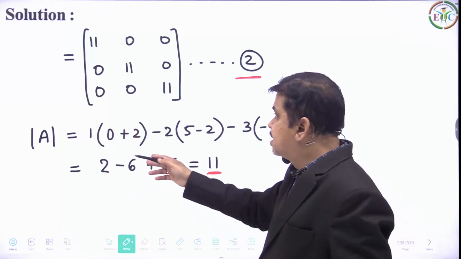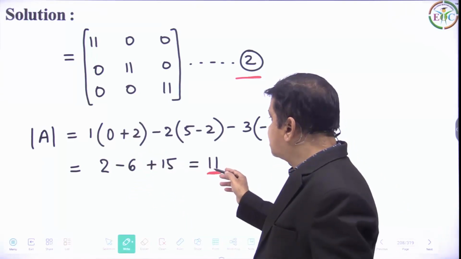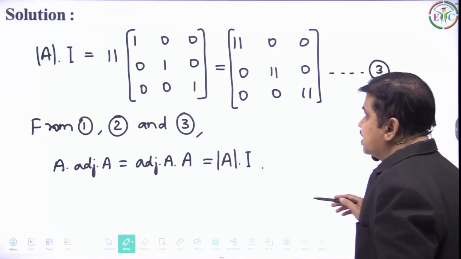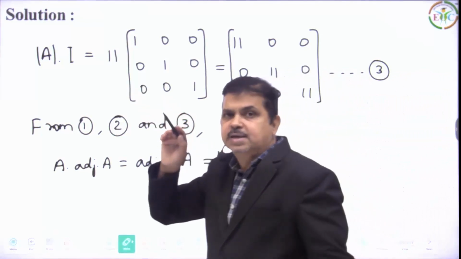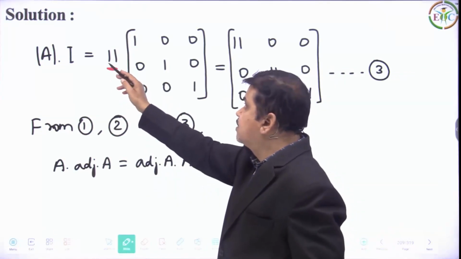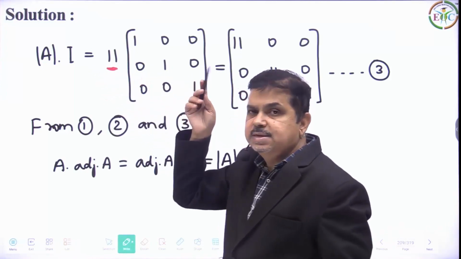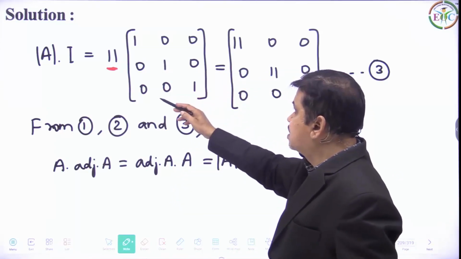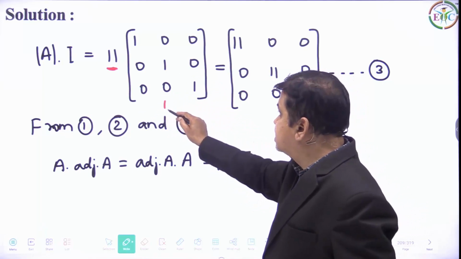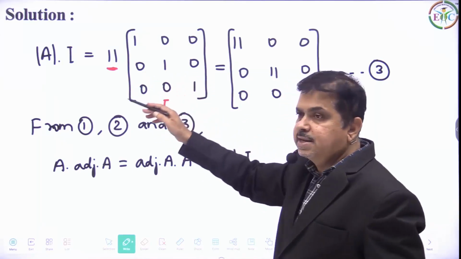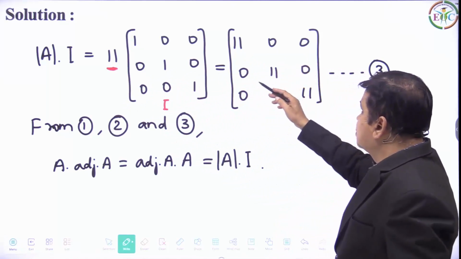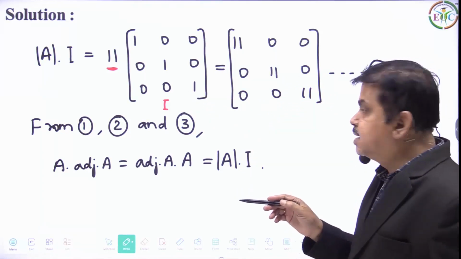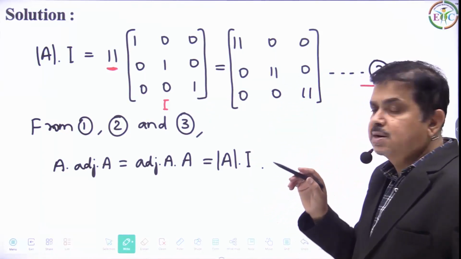So let us further see that the A determinant value is equal to 11. From this we can show A determinant into I. Here the value of the A determinant is 11 and I is the identity matrix, that is, the matrix 1 0 0, 0 1 0, and 0 0 1. So 11 into I will be 11 0 0, 0 11 0, and 0 0 11 as the elements of A determinant into I. Call this equation number 3.